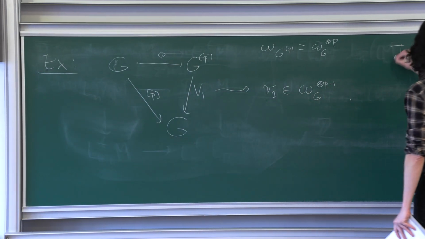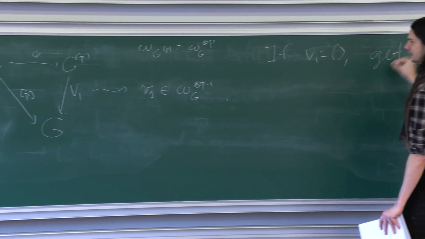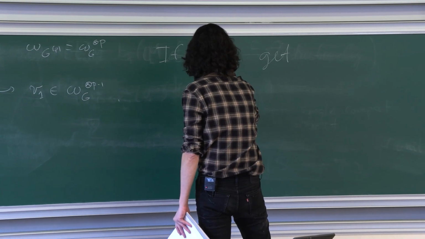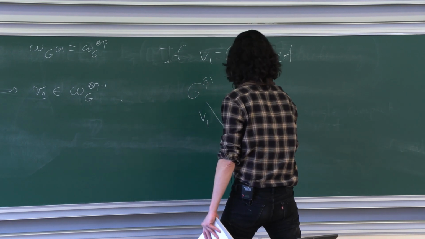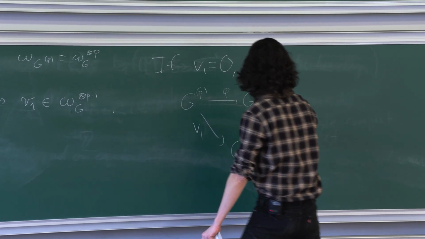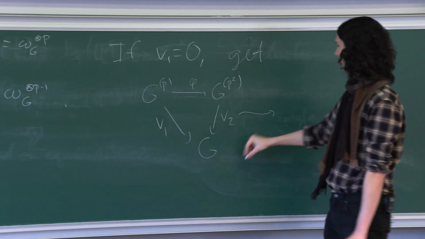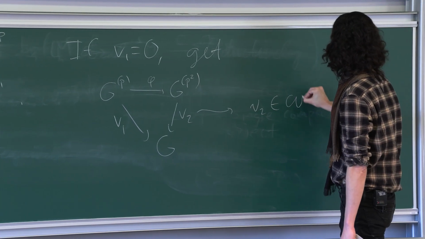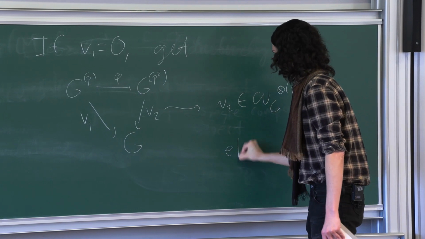But then if V1 equals 0, then we get a factoring again. So G to the Frobenius twist by V1, G^(p V1), to G. We have the second Frobenius twist. Then we get a factoring like this, V2. And now on cotangent spaces at the origin, we'll get a little v2 in omega G tensor p squared minus 1, and then et cetera.